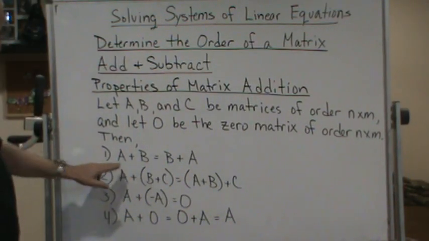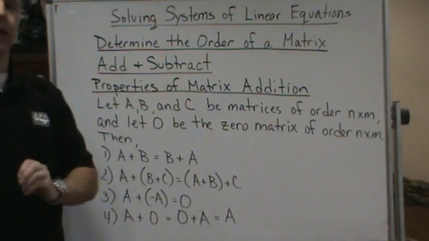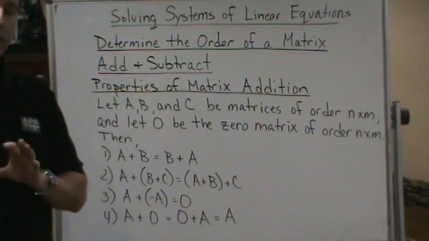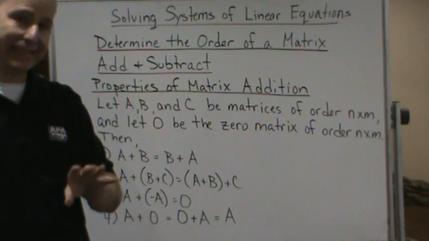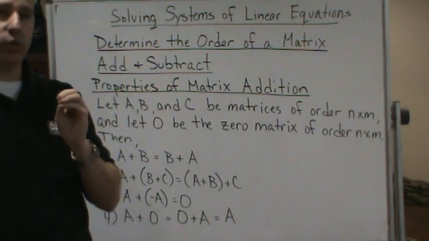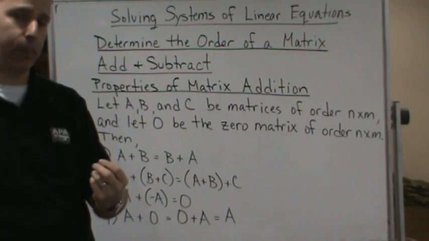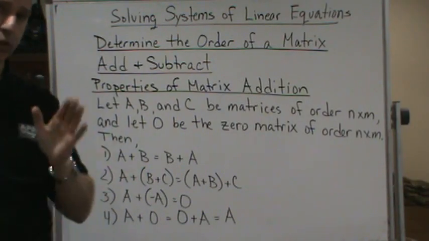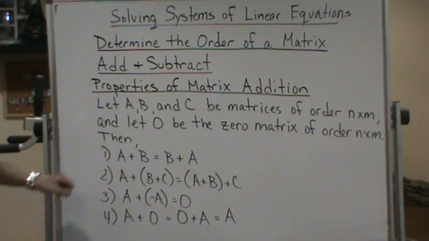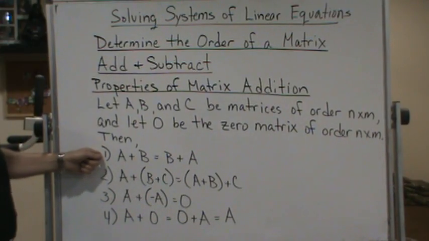So one, the commutative property. Now we have to be careful, and make sure you write this down in your notes. We don't just say that this is the commutative property. We call this the commutative property of matrix addition. So make sure you write it completely. So this is the commutative property of matrix addition.